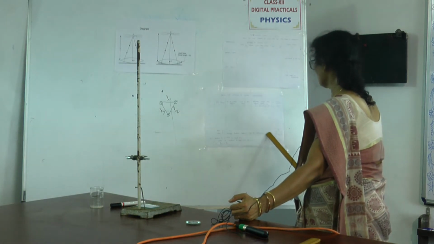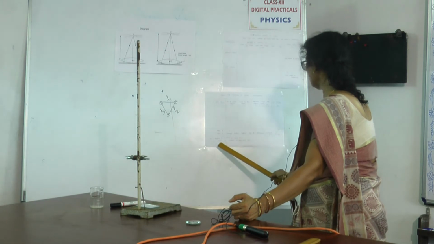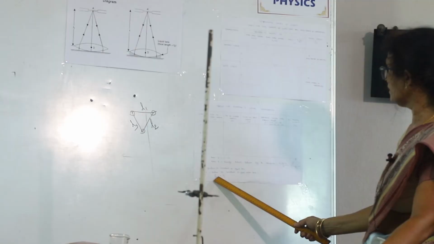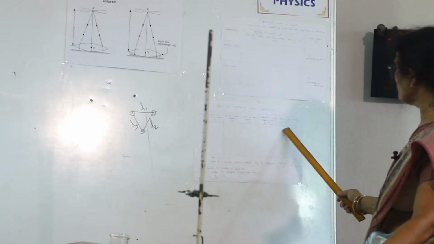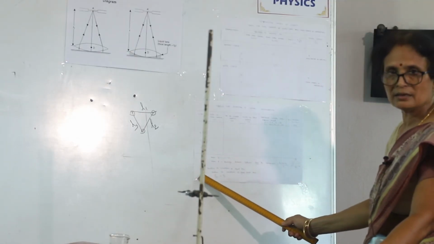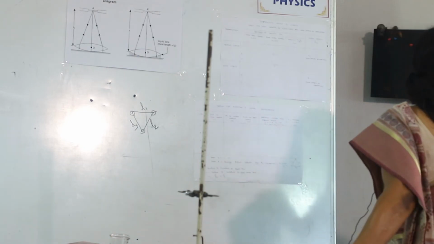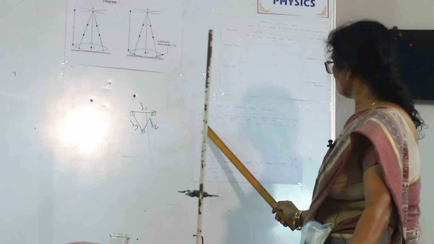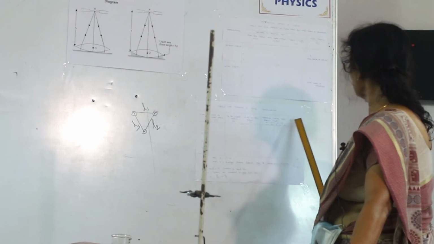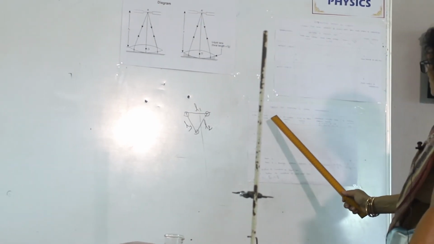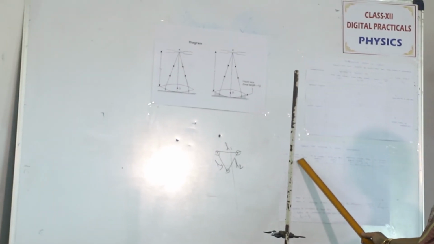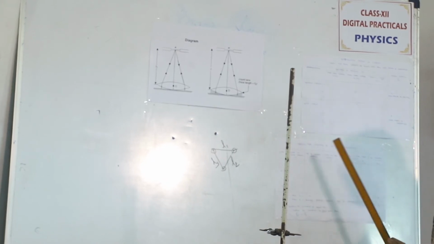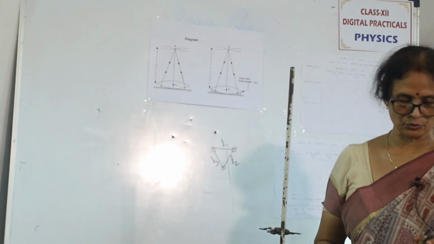We got L. Now we have to find only h, that is the sagitta. h is the sagitta we have to find using this observation table so that we can calculate our radius of curvature, and that has to be substituted in the formula. To find the sagitta h, we have to take ICSR, initial circular scale reading, number of rotations, and FCSR, a process almost similar to that of the screw gauge.